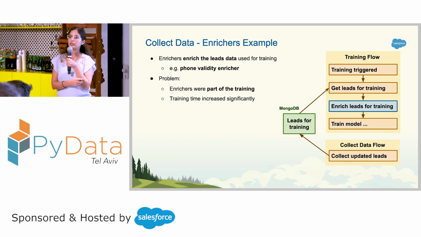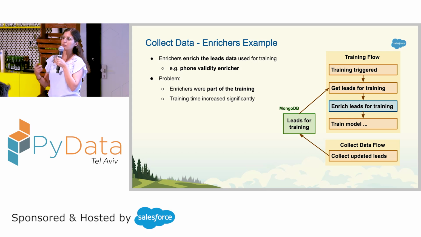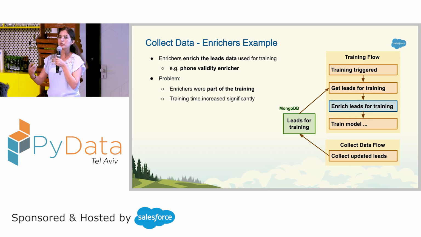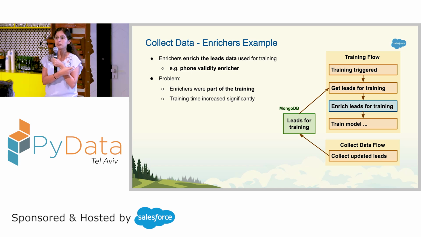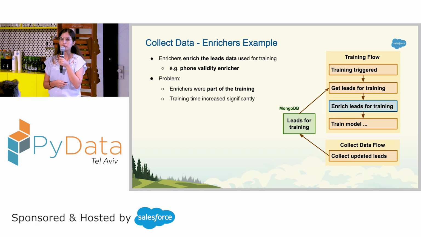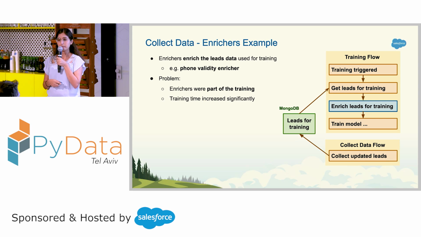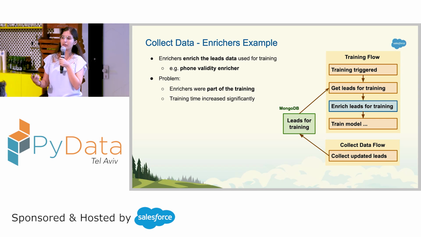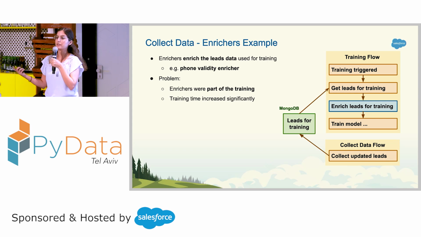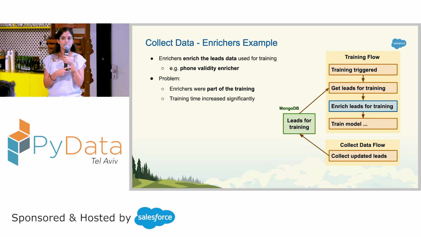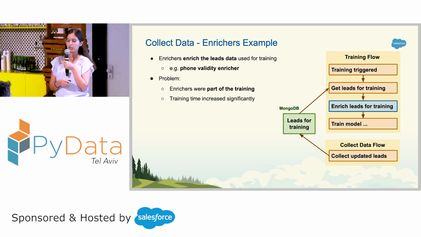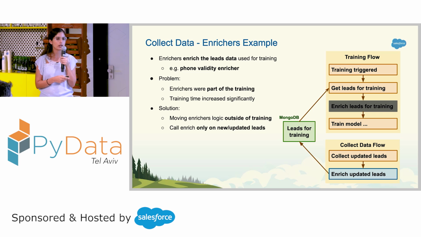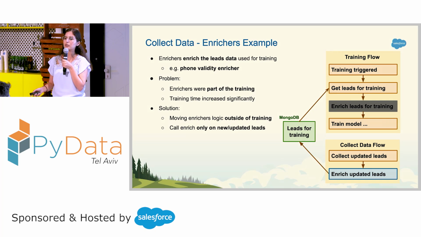Another example in the collect data phase is the enrichers example. We have enrichers in place that enrich the data. When we get the leads data, we add more new and interesting features over the data. For example, we have the phone validity enricher that adds whether a phone is valid or not. And this enrichment work takes time. The execution takes time. The problem was that the enrichers were part of the training, so it increased the training time significantly. So what we did, we moved our enrichers logic outside of the training.